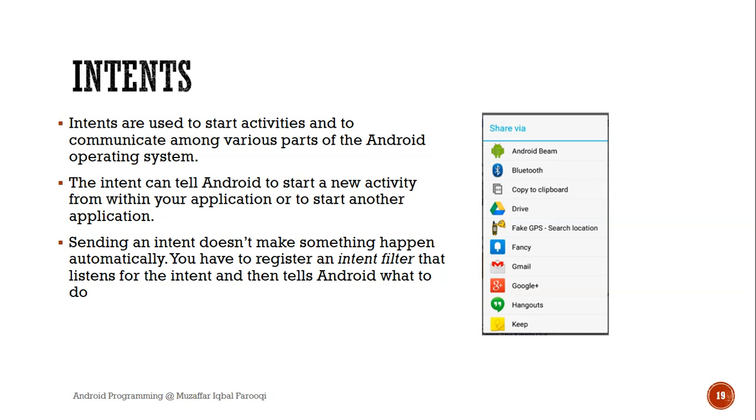Intents are used to start activities and to communicate among various parts of the Android operating system. The intent can tell Android to start a new activity from within your application, or to start another application. Sending an intent does not make something happen automatically. You have to register an intent filter that listens for the intent and then tells Android what to do.